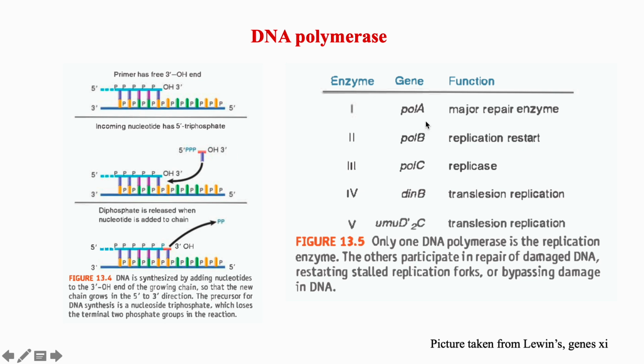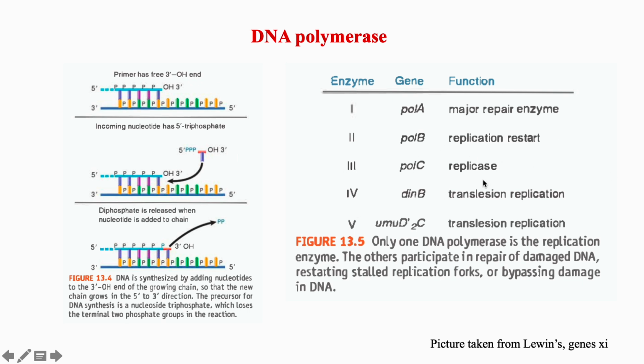DNA polymerase 1, which is coded by the Pol A gene, is a major repair enzyme. This is also a very important DNA polymerase, both in E. coli as well as in various molecular biology techniques. We will discuss this also. Then we have DNA Pol 2, which is for replication restart. It is generally involved during the starting of the polymerization reaction. It adds a few bases during the start of replication.